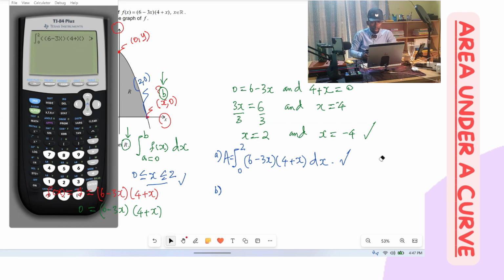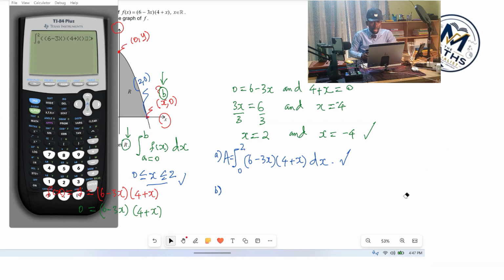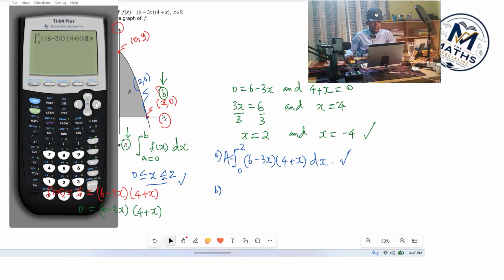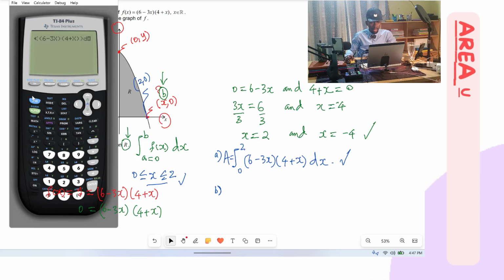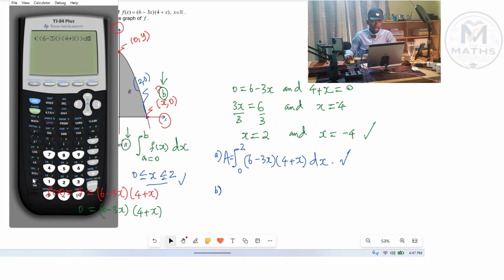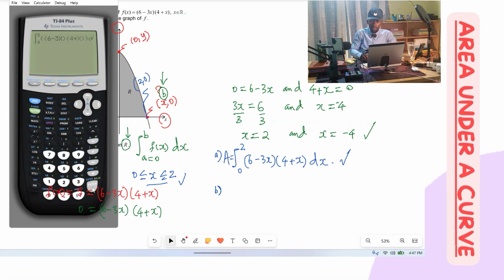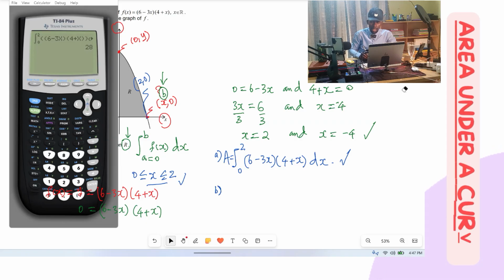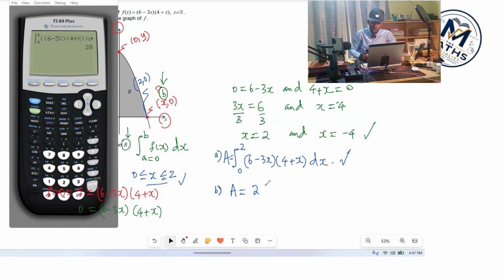So after that, what next? Then it is dx. So alpha, then x. Then enter. Using the calculator, if it is just a 1 mark question, you don't bother yourself. You can say area equals 28 units square.